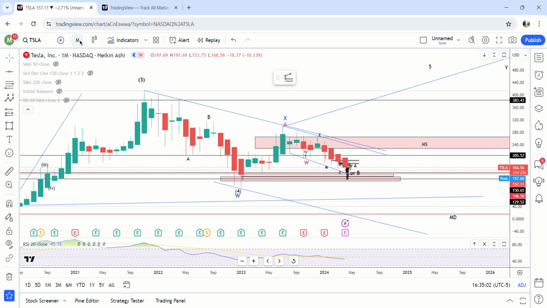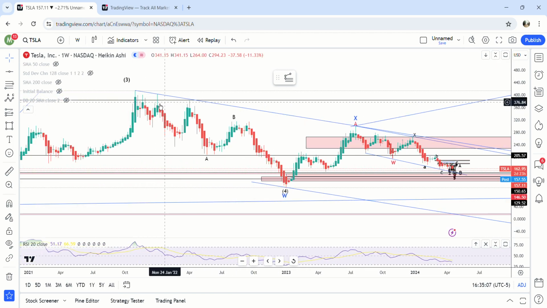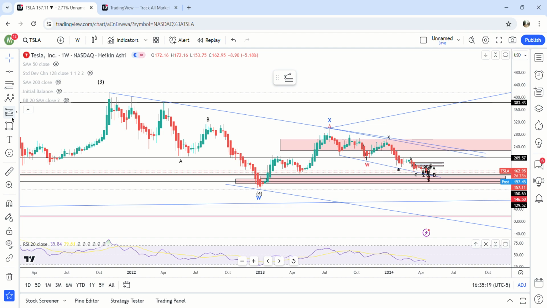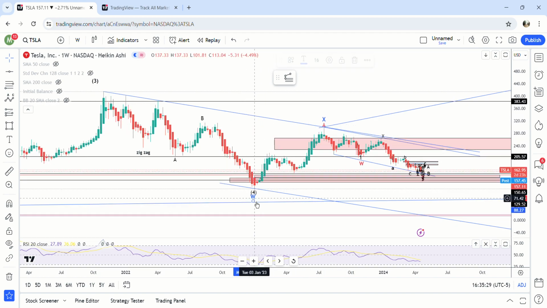So let's go down to the weekly. So this whole thing was A, B, C, and then we got this B wave, and then we got the C wave down here. So this was a regular zigzag pattern. So zigzag right here, I'm going to go ahead and label that. And then we get this right here. I think this whole thing is just a double three. So that means 3, 3, and 3.